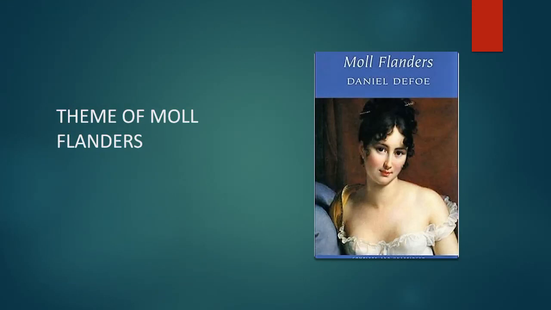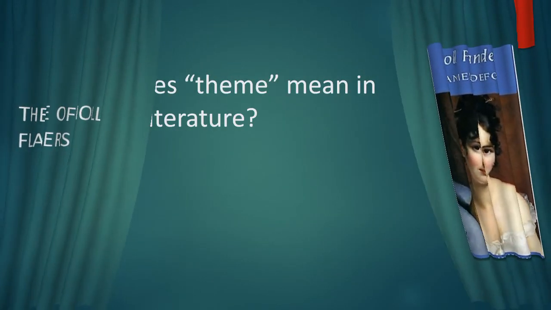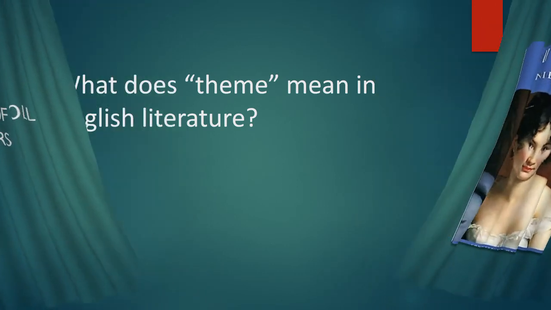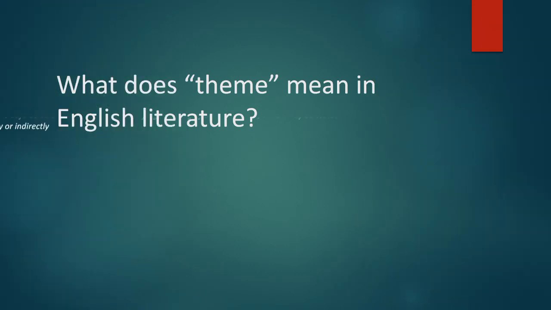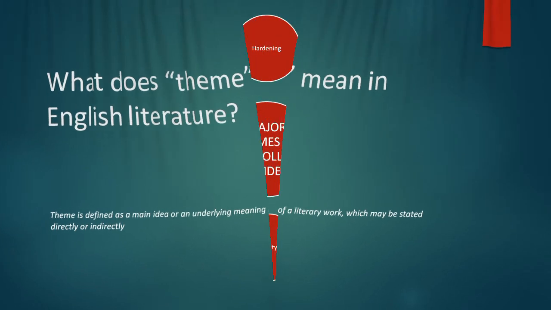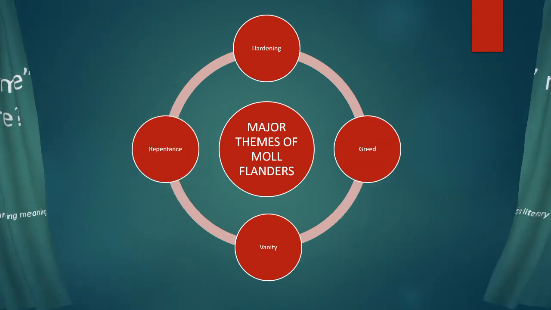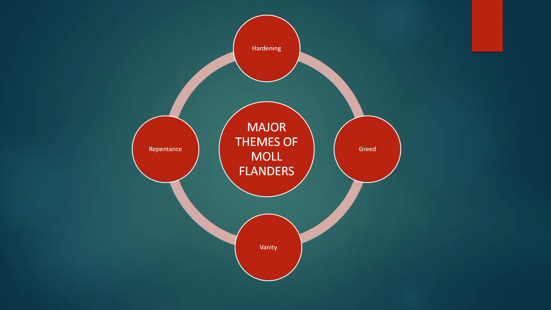And we are studying themes of Moll Flanders. What does the theme mean in English literature? Theme is defined as a main idea or underlying meaning of a literary work, which may be stated directly or indirectly. There are four major themes of Moll Flanders: greed, hardening, vanity, and repentance.